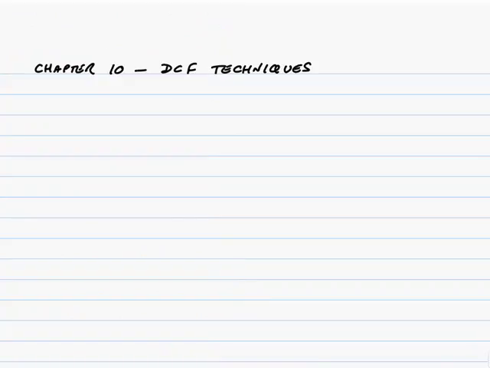This is the first of 4 lectures on discounted cash flow techniques, chapter 10. And in this chapter, there are 4 types of arithmetic that you've got to be competent in, 2 of which you've seen before in earlier exams, and 2 of which are new to the syllabus.